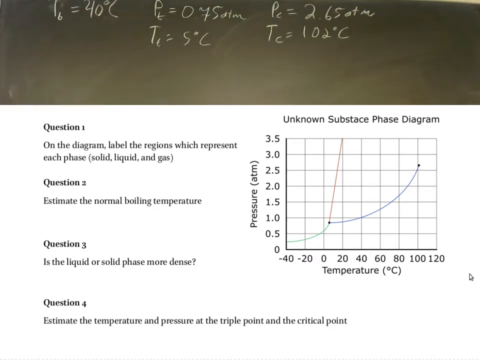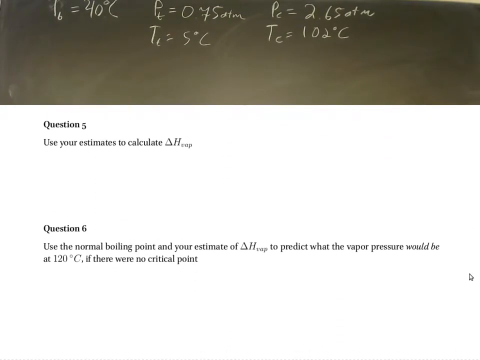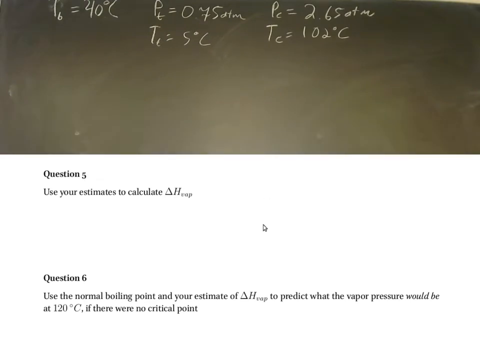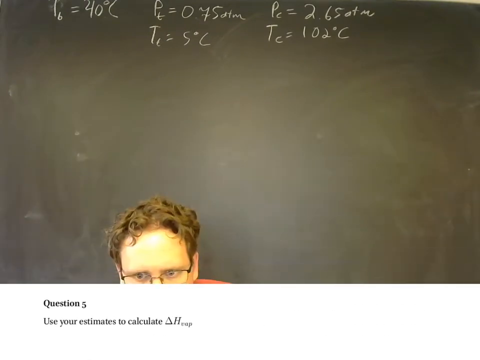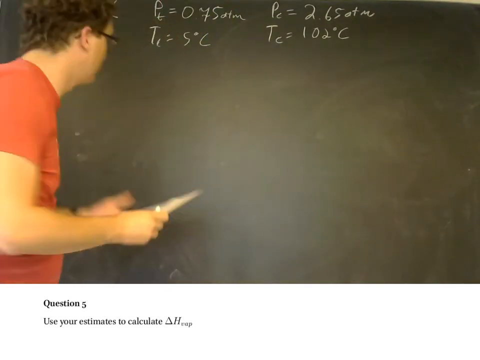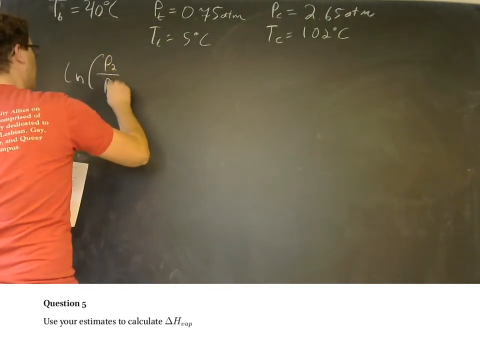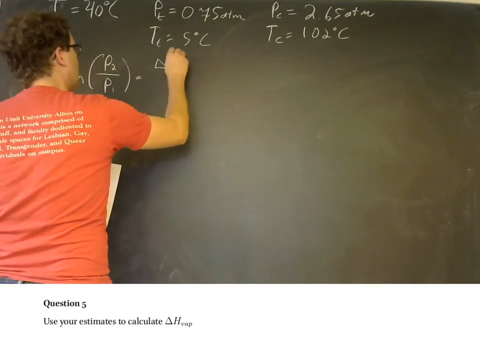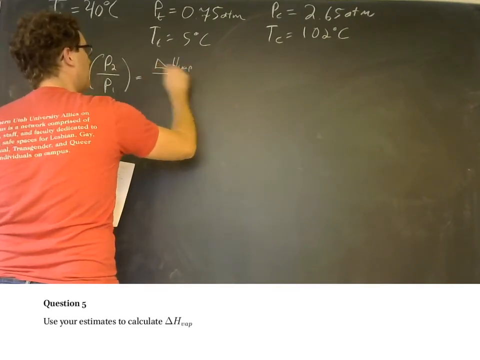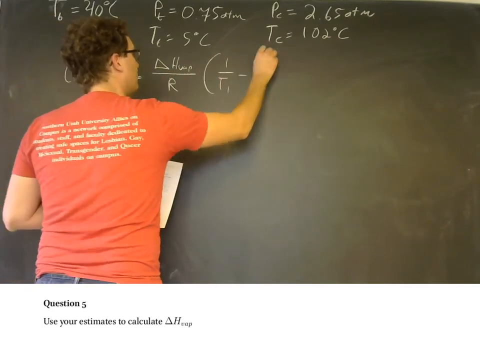And now question 5 says to use your estimates to calculate the enthalpy of vaporization. Hold on a sec, let's pull that back down here. All right, so we're going to use the Clausius-Clapeyron equation, which says that the natural log P2 over P1 is equal to delta H of vaporization over R times 1 over T1 minus 1 over T2.